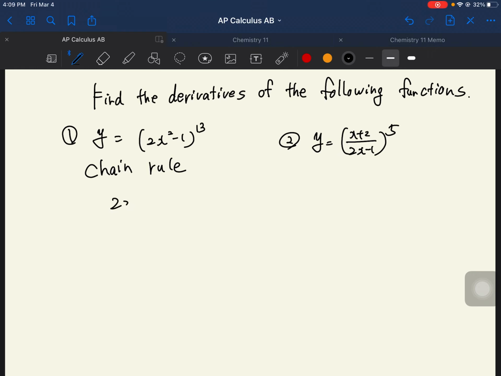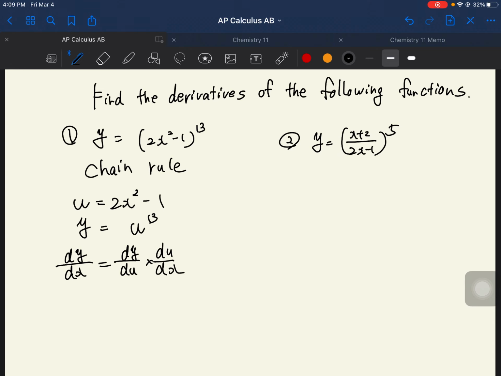Let me put 2x² − 1 as u, and y equals u to the power of 13. Then you want to find dy/dx, and let me change it as dy/du times du/dx. Okay, then let's find dy/du first. To find dy/du, you use this function. You differentiate y with respect to u, which is 13 times u to the power of 12.